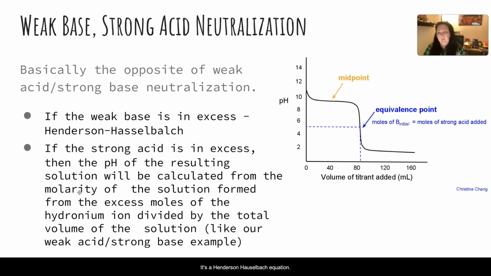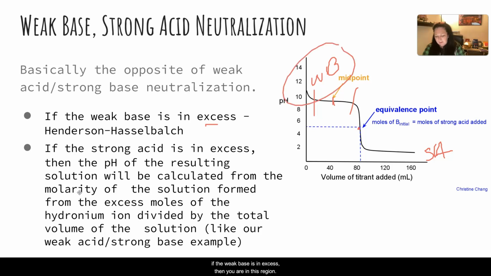It's a Henderson-Hasselbalch equation. All right, so in this particular titration, I see that I am starting with a weak base and I'm ending with a strong acid because the pH is down below 2 at the end. I have my equivalence point here, and then I have my buffer region, and then I have my midpoint. So here's the thing. If the weak base is in excess, then you are in this region. And so that's the HH, the Henderson-Hasselbalch equation. You're in the buffer region.